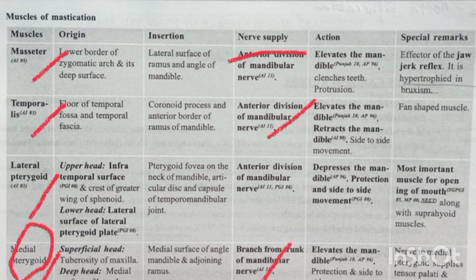Let us see the actions. Lateral pterygoid lowers the mandible. It means it depresses the mandible. Rest all elevate the mandible. Lateral pterygoid is the most important muscle for opening of the mouth. Masseter is the effector of the jaw jerk reflex.